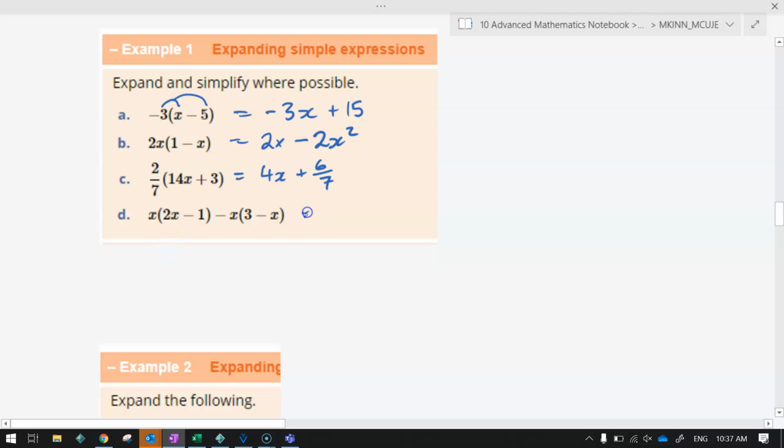Lucky last one here. I've got 2 brackets to expand. I might need to take an extra line of working to collect my like terms. I will do that. Be careful with this negative. It needs to distribute. So I'm going to have -3x plus x squared. When I have negative x by negative x, it's giving me a positive x squared. Collecting our like terms, 3x squared minus x, take away another 3x, minus 4x.